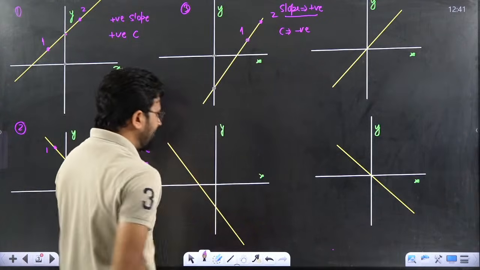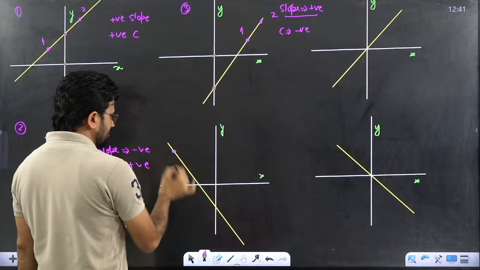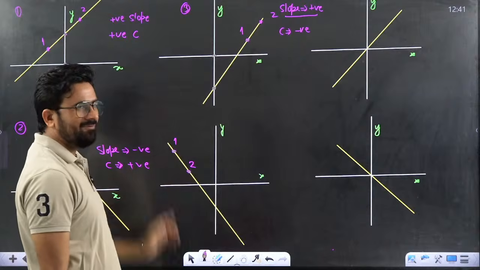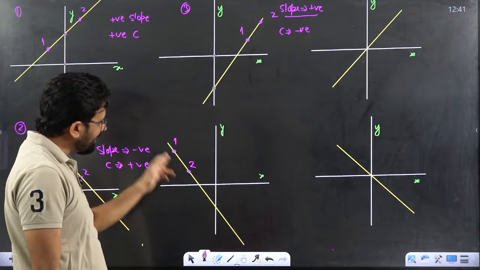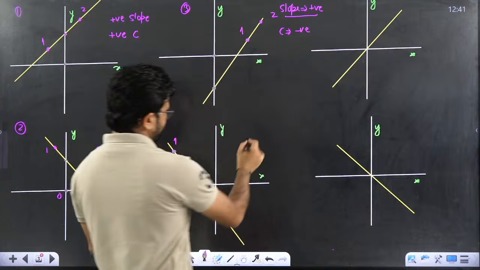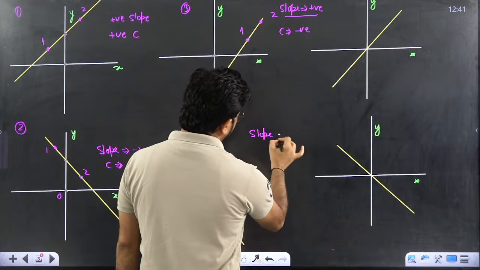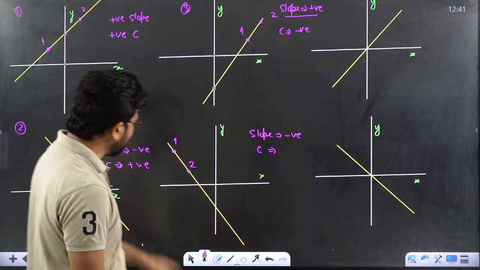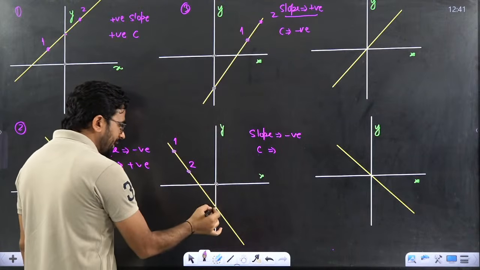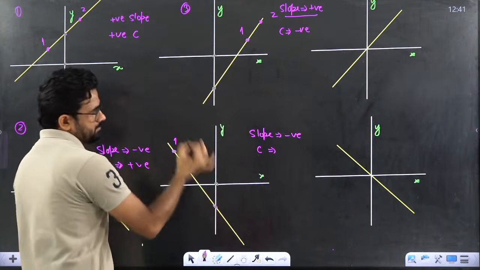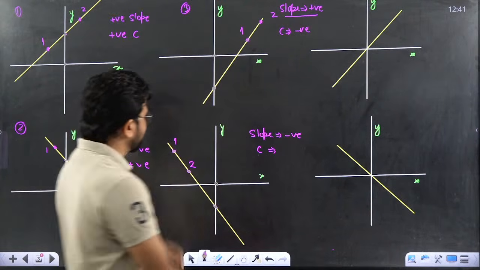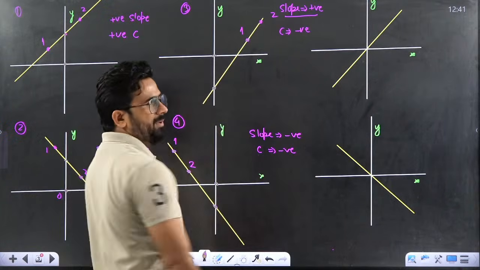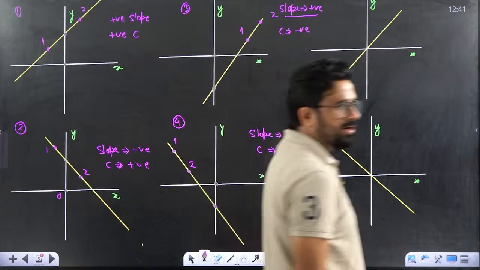In this question, any 2 points you can choose. Suppose these are the 2 points, first and second. You are moving 1 to 2, left to right. Height is decreasing, decreasing means negative slope. And intercept: this is the origin and the line is cutting the y-axis below the origin. Below the origin means negative. This is question 4. Everyone has to be clear. Clear or not clear?